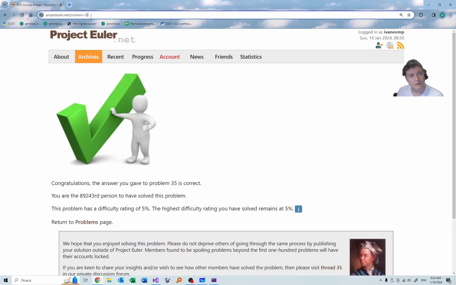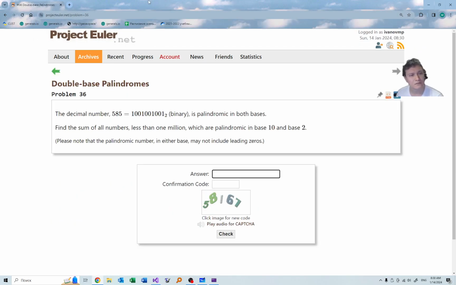Extraordinary. Let's solve the last problem and I will go to have some rest. This decimal number is palindromic in both bases. Find the sum of all numbers less than 1 million which are palindromic in base 10 and base 2.